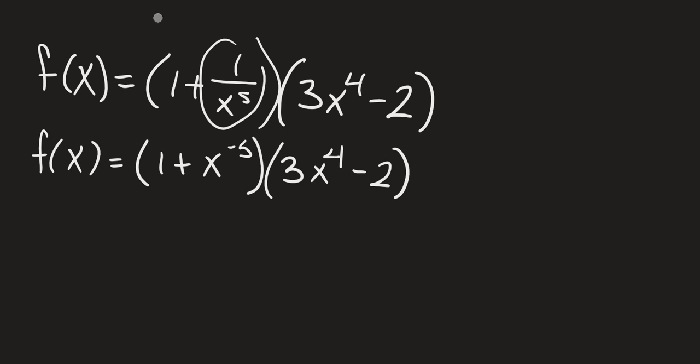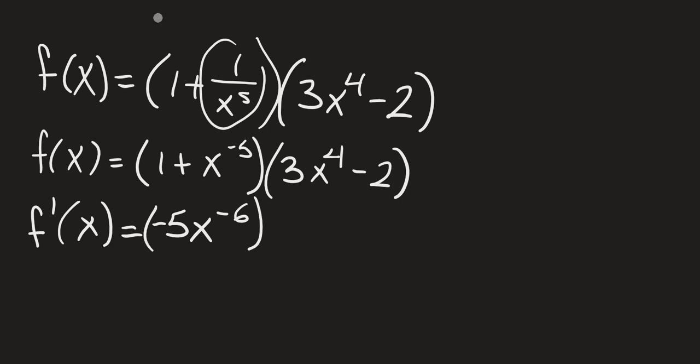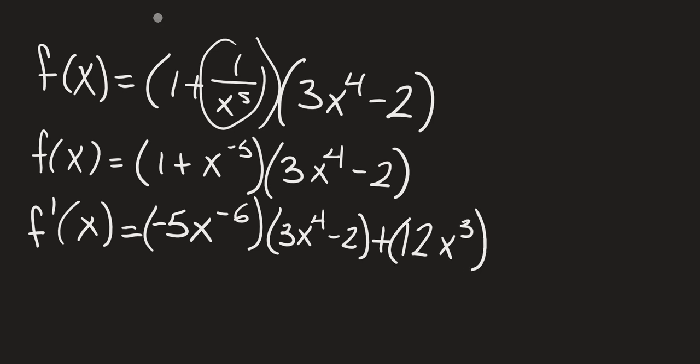Now when we take the derivative, we're going to take the derivative of the first, which will be negative 5x to the power of negative 6 times the second left alone, 3x to the 4th minus 2, plus the derivative of the second, which will be 12x to the 3rd times the first left alone, which will be 1 plus x to the power of negative 5.